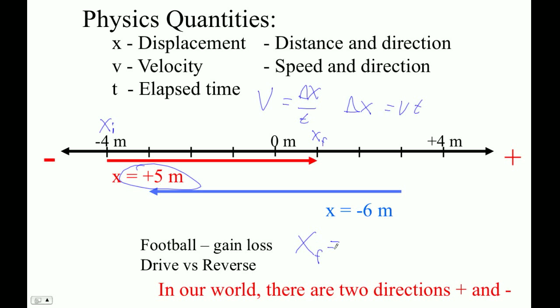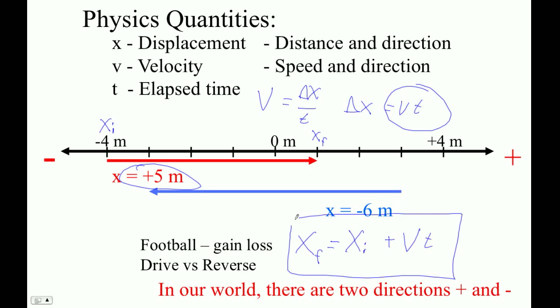This is the formula that we're going to use for these little example problems. The final position is the initial position plus how much we change in position, which is going to be this guy here, velocity times time. Now, don't let the little x with the little f and the x with the little i scare you. Those are called subscripts, and that means final position and initial position.